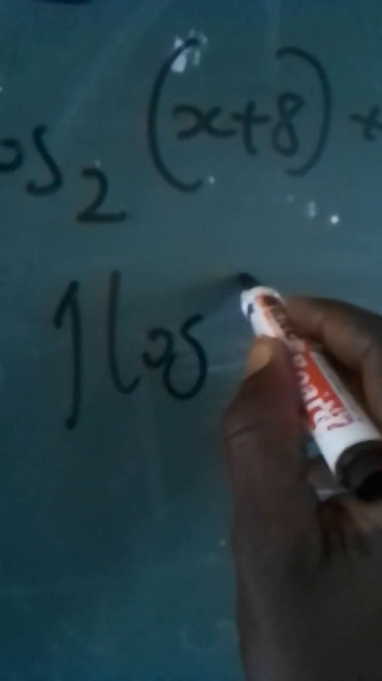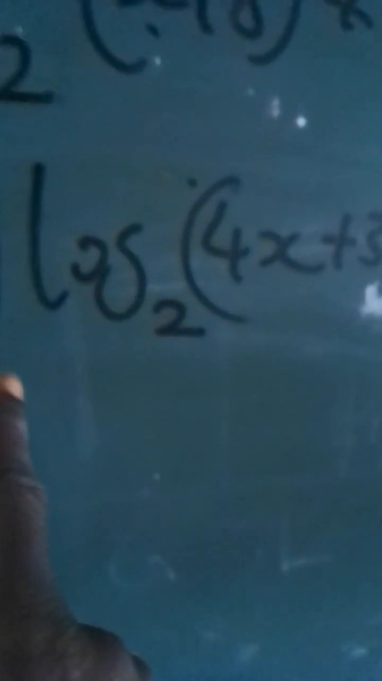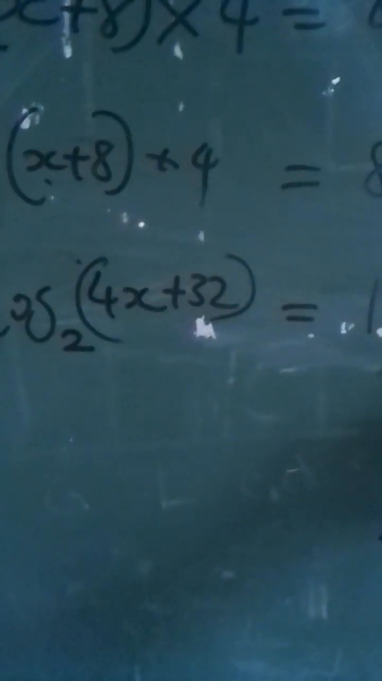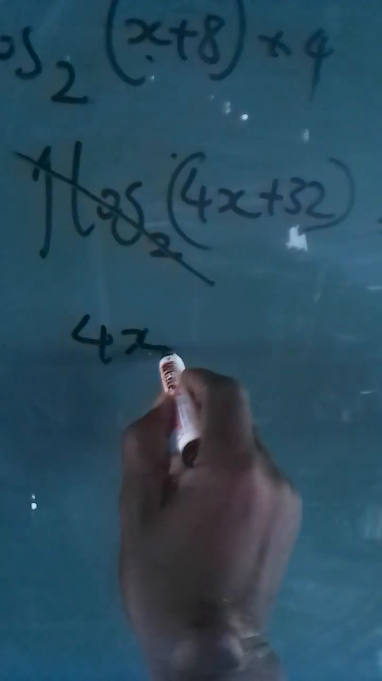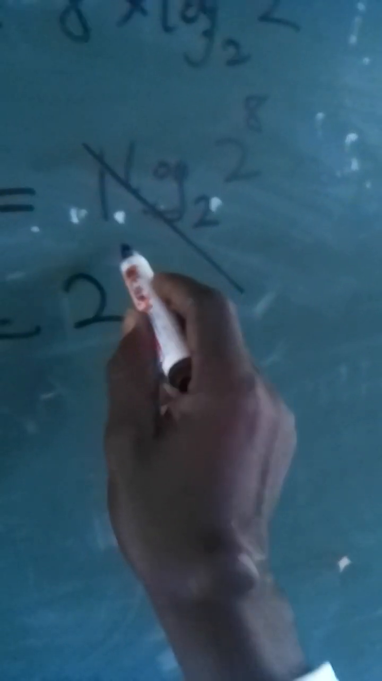Then you have 2 equals. Now your 1 is now introduced. 1 log 2. This times this will give you 4x plus 32. Now since you are having log 2 here, and the other side is also having log 2, then you cancel out. So while cancelling out, you have 4x plus 32 equals 2 raised to the power 8.